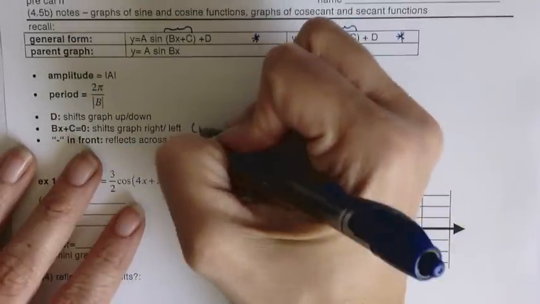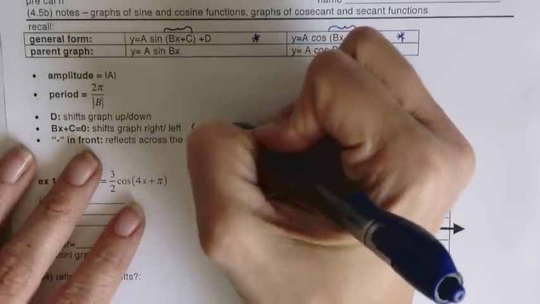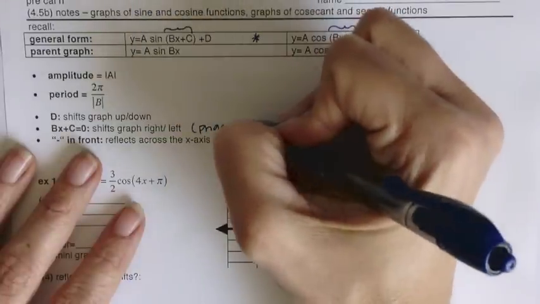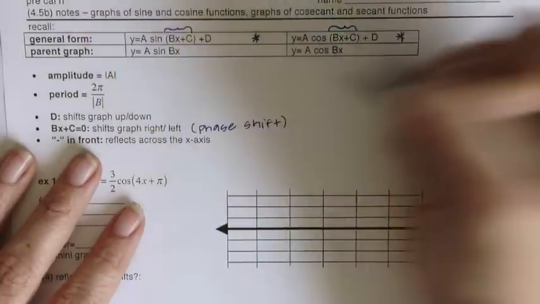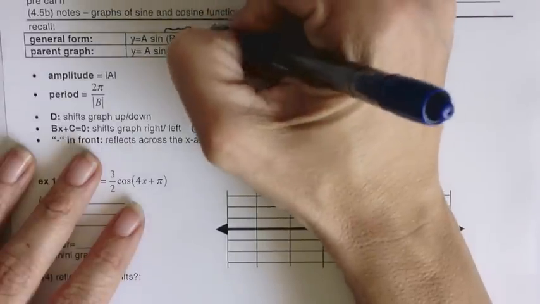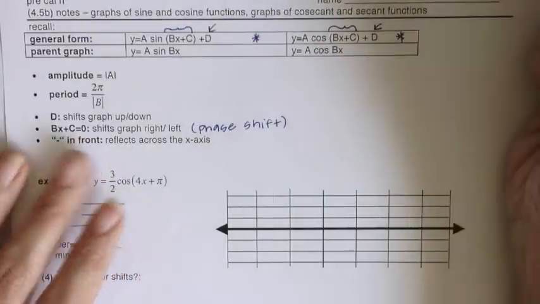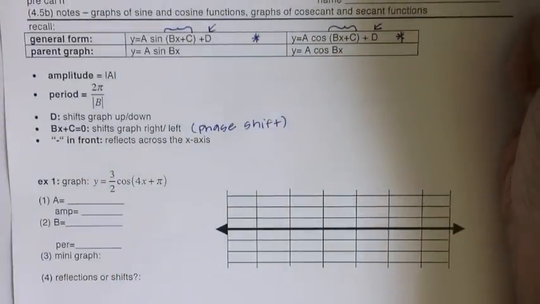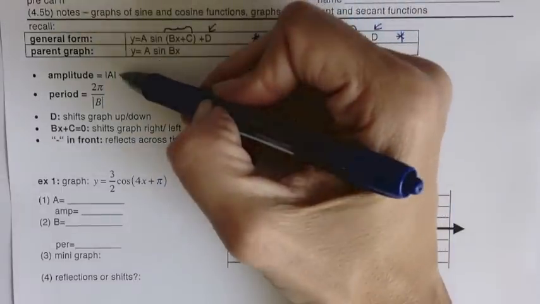Just as we had before, this is going to represent our horizontal or phase shift. So this in trigonometry is called a phase shift. It's the same thing as a horizontal shift. And then this right here is our vertical shift, just like before. So what we're going to do now is focus on repeating amplitude.